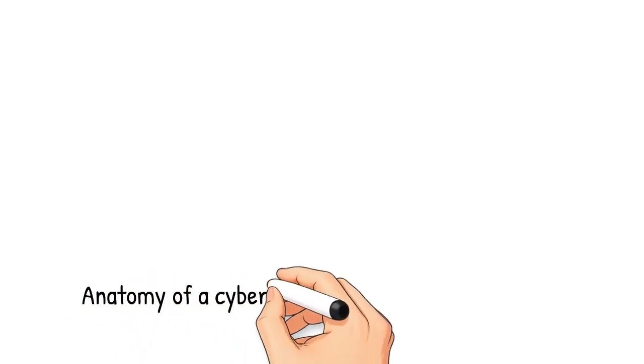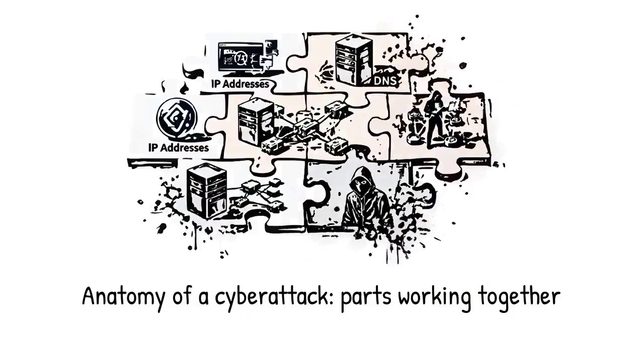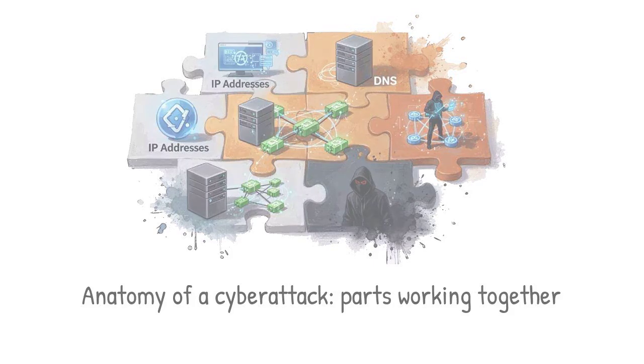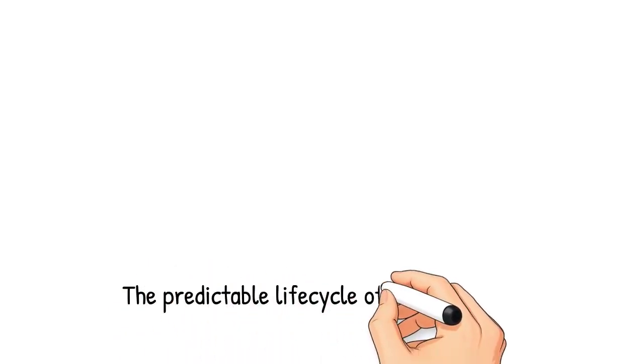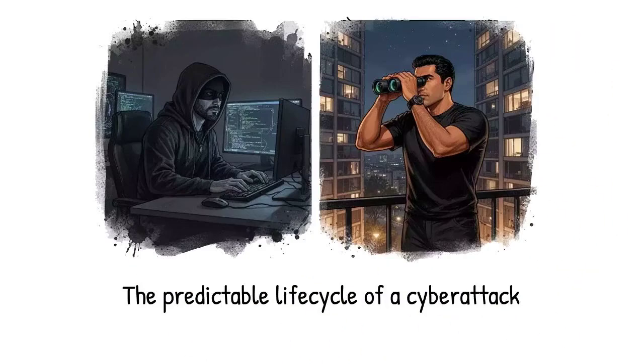To truly understand cybersecurity, you must see how all the pieces you've learned, IP addresses, DNS, servers, packets, and attacker motives, come together in the real world. Cyberattacks are not random explosions of chaos. They are structured, methodical, and often beautifully orchestrated sequences of steps. Every attack, whether simple or advanced, follows a predictable life cycle. And once you understand this life cycle, you begin to see the digital world with new eyes.